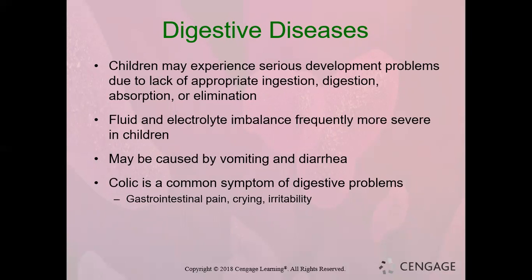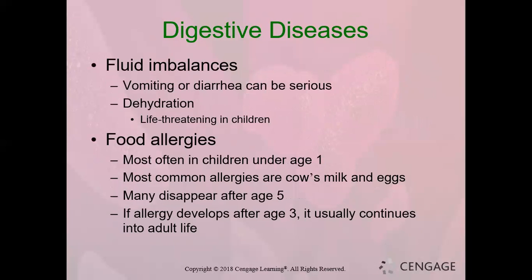Children can experience serious developmental problems due to a lack of appropriate ingestion, digestion, absorption, or elimination. These can be caused by vomiting and diarrhea. You need to be sure that kiddos are taking in adequate nutrition, so that's kind of hard. But electrolyte imbalances can be severe and can cause severe problems. Dehydration can be life-threatening. Want to make sure they're crying, making tears, and going to the bathroom.